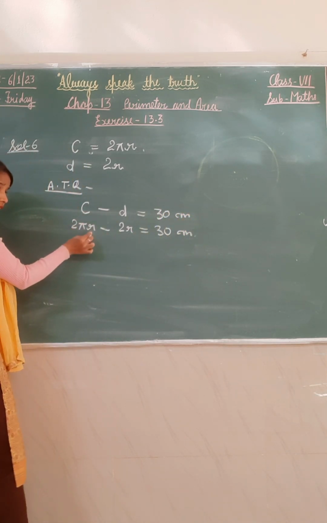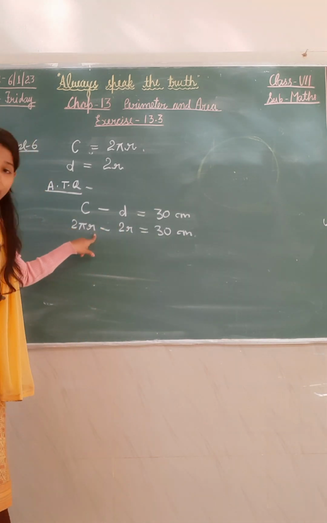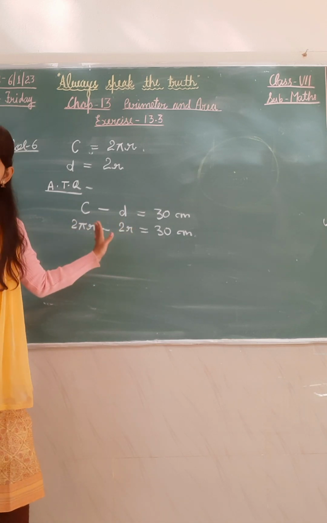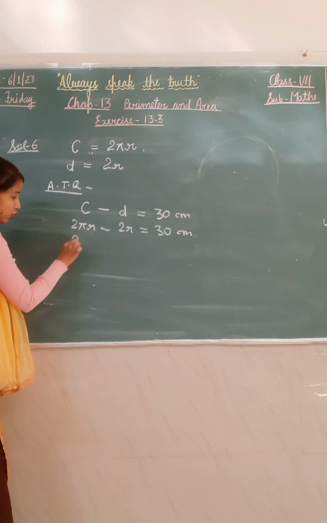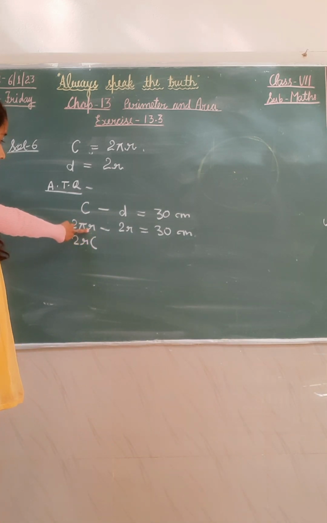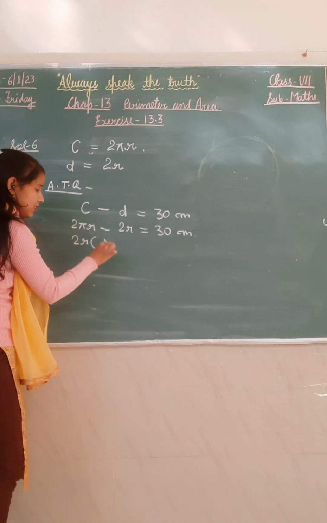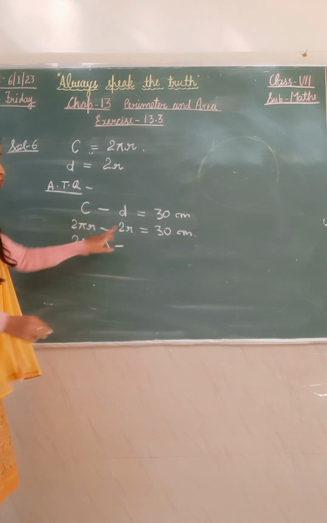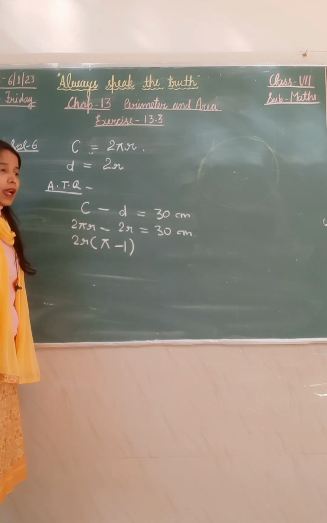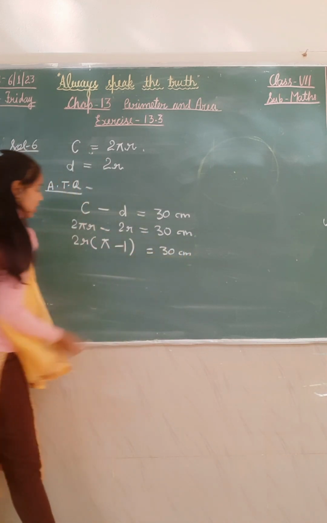Now 2r is common, right? Class, look here. It is 2 pi r and it is 2r. So 2r is common in both the terms, right? So we will take 2r common. What is left here? From 2 pi r, only pi is left. Minus, from 2r, only 1 is left. So 2r into pi minus 1 is equal to 30 centimeter.